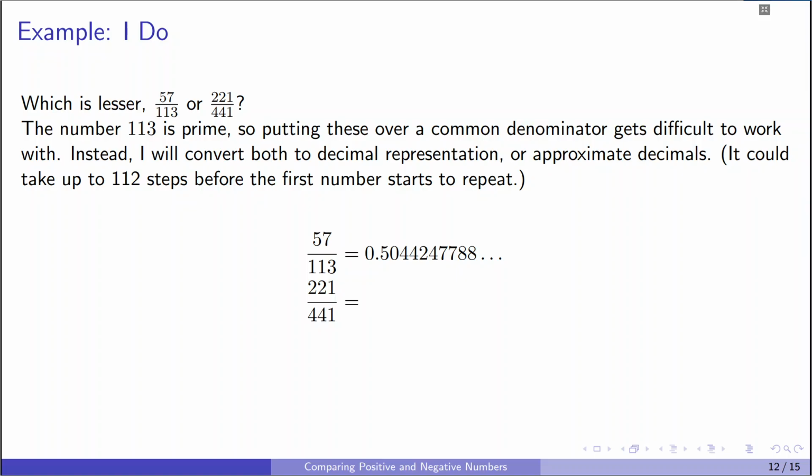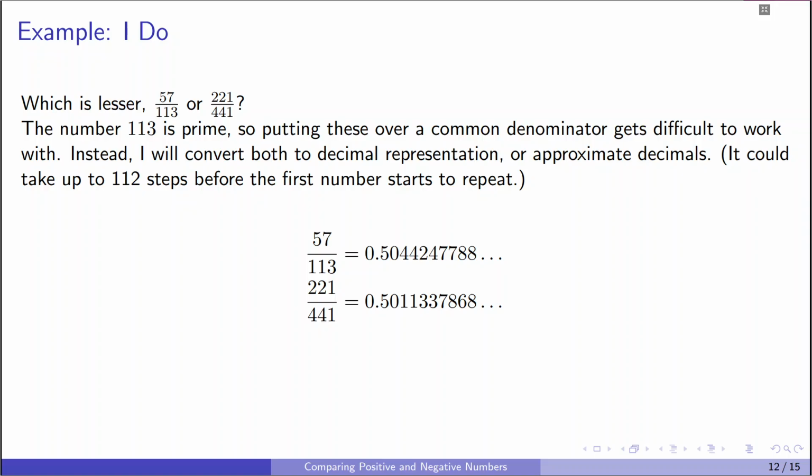Our first fraction is 0.5044, so on and so forth. I've got the 3 dots here because it's not repeating yet. We don't have that identical pattern. Similarly, the 221 over 441 does not have the identical pattern, so we just ended in 3 dots to say the number keeps going.